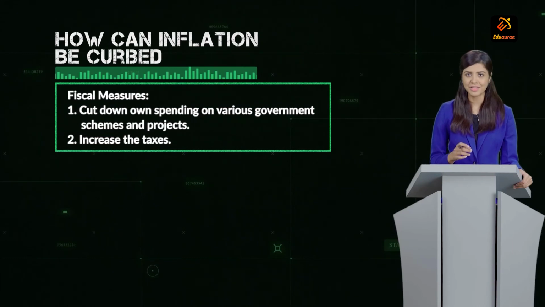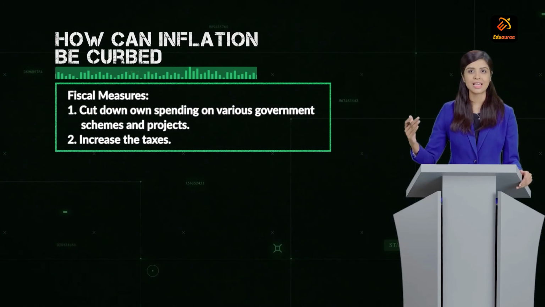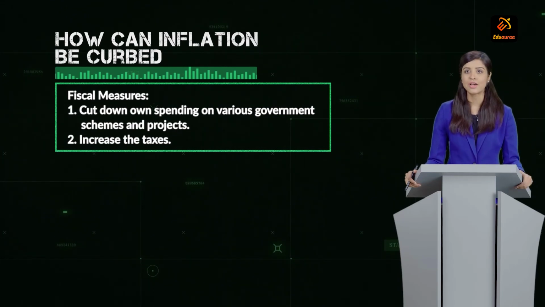And the second method is raising the taxes to discourage spending. The government may increase the direct taxes to reduce incomes and thereby decrease the consumption tendencies among the public. It may also increase indirect taxes on commodities, raising their prices and thereby discouraging spending patterns on them by the public.